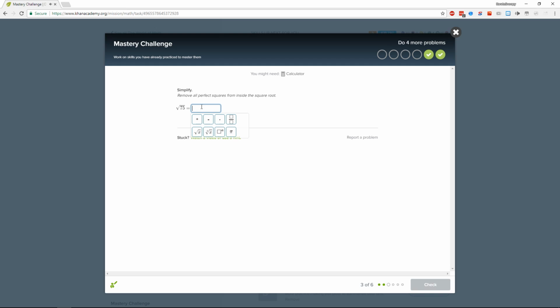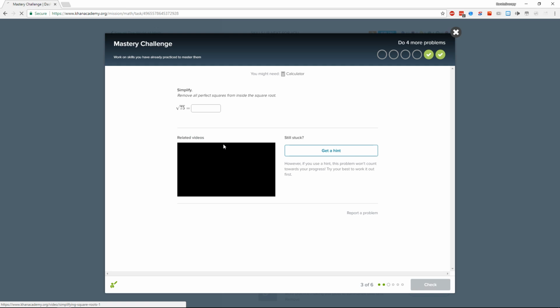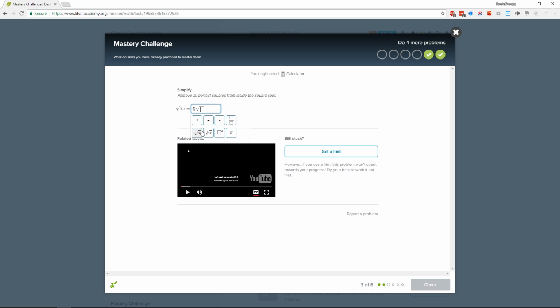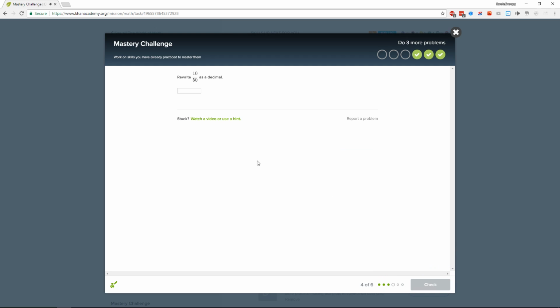Remove all perfect squares from inside. So that looks like 3 times 5 times 5. Let's watch a video about how to do that. Actually, wait. So that's just 5 times square root of 3. 5 and the square root of 3, because there's a perfect square there. Rewrite as decimal. So that is multiplied by 2, so that's 0.2.